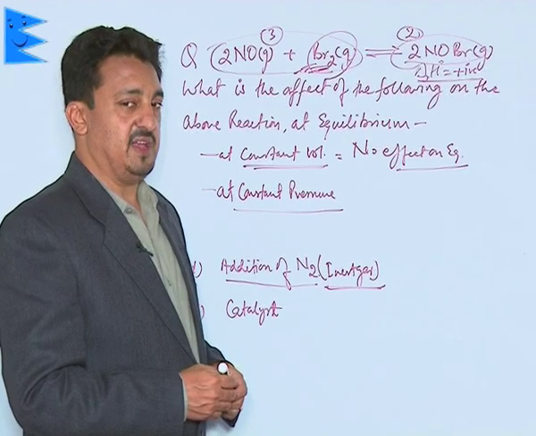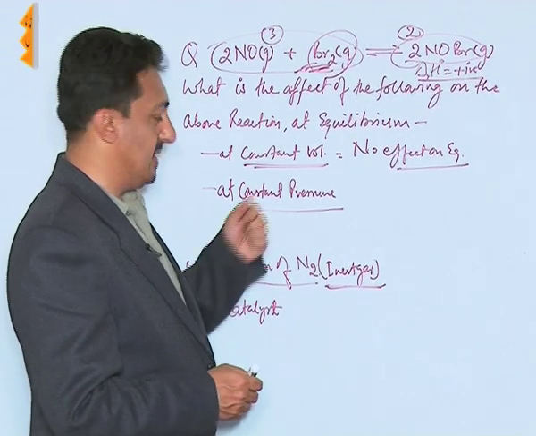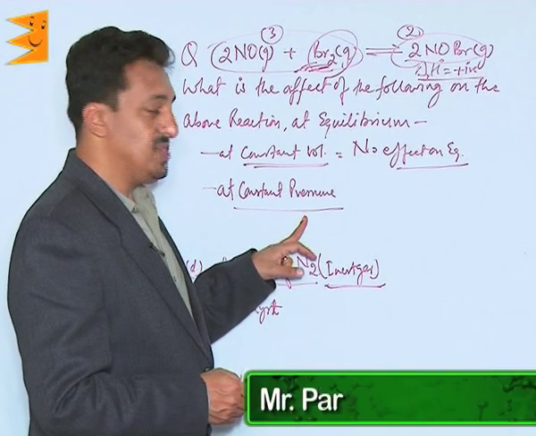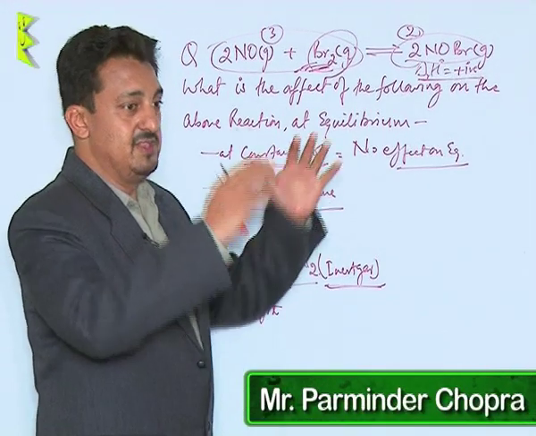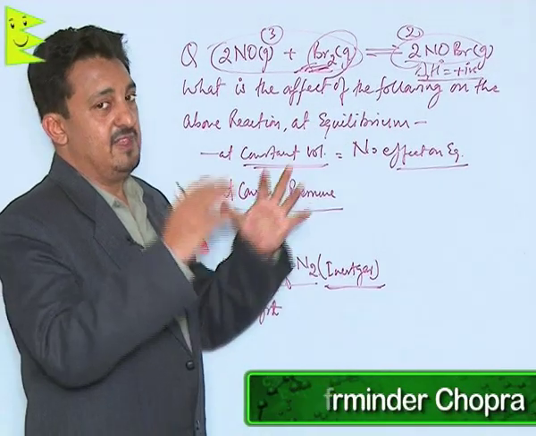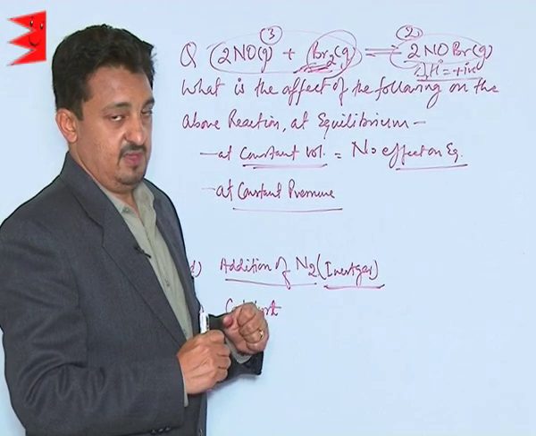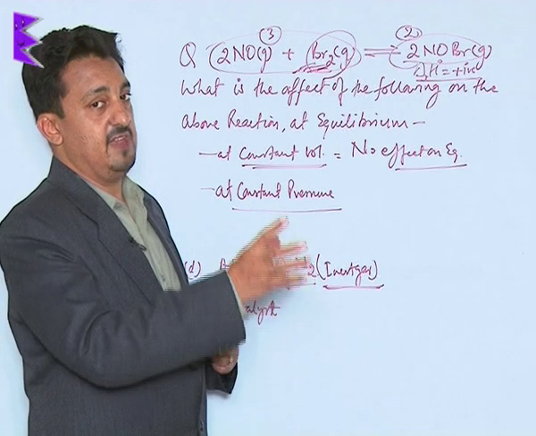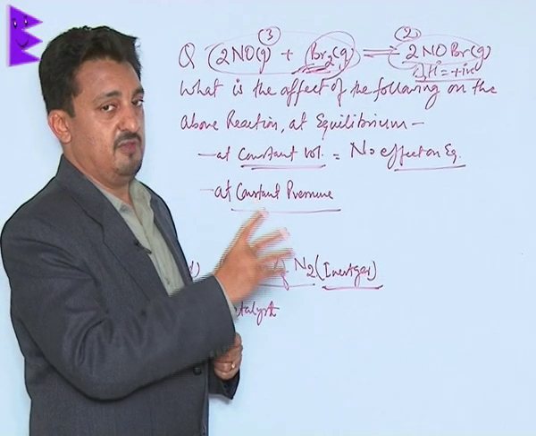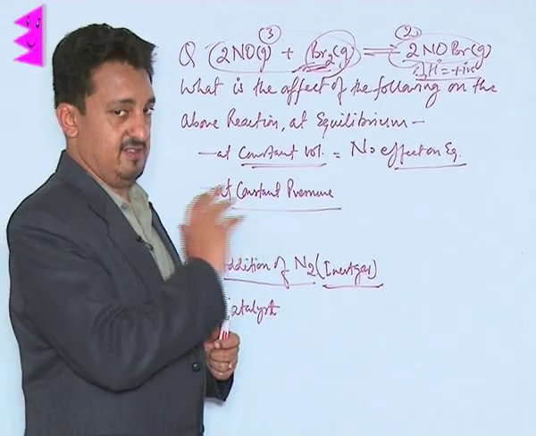Now, let us take the effect of addition of nitrogen at constant pressure. Once the pressure is kept constant, the volume will increase. The volume increasing will make the partial pressure get lowered. So the system moves always to the side which contains more number of gaseous substances. We have already discussed this.